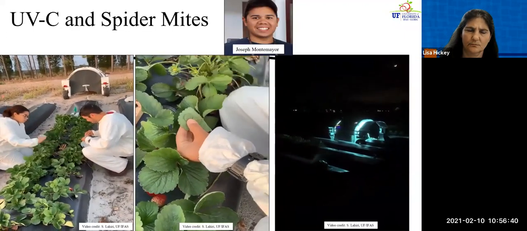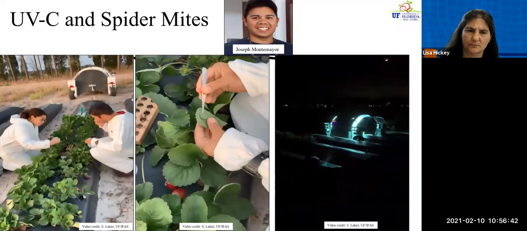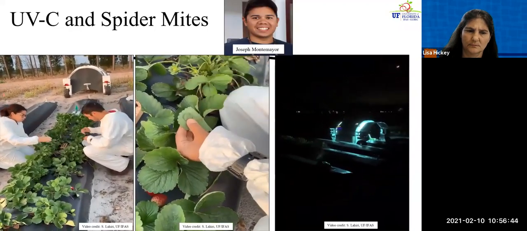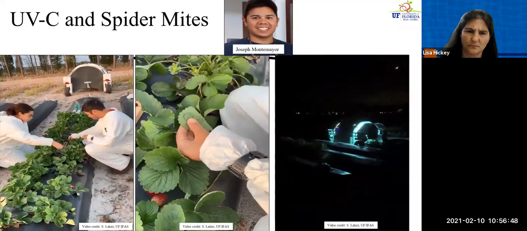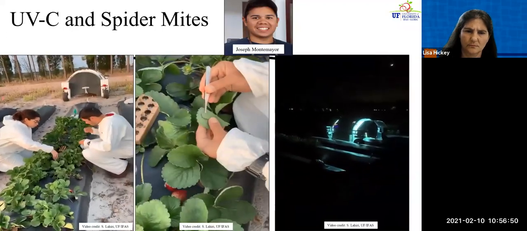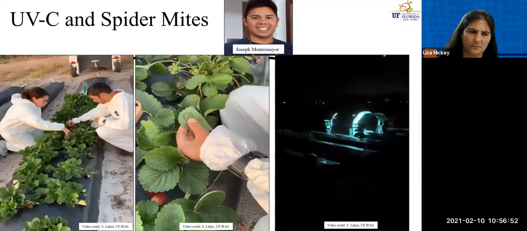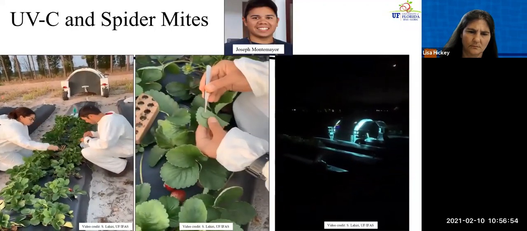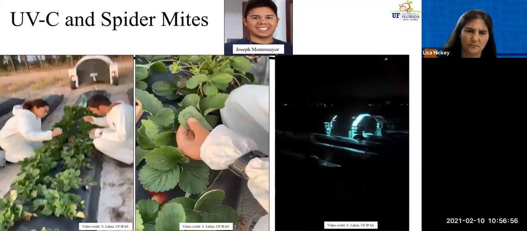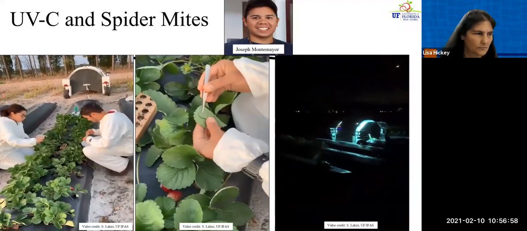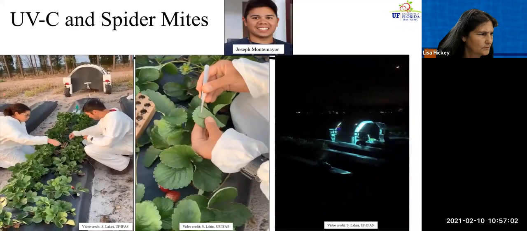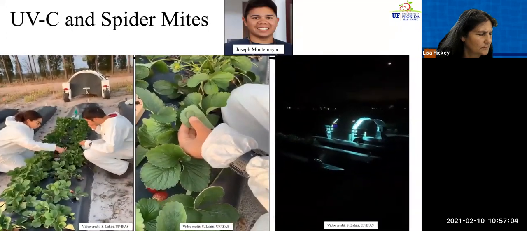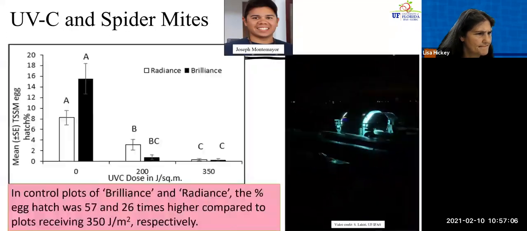So Joe here can be seen working with Marissa during the daylight. They are attaching eggs of two-spotted spider mites onto live plants. And then they will wait for sunset. And right after sunset, they will wait for another 1 to 2 hours. And then they will treat these beds with 2 doses of ultraviolet C radiation.